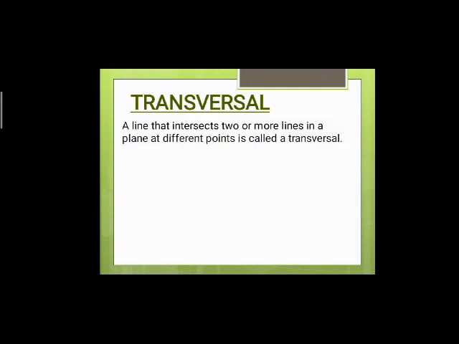Now I'm repeating again the definition, that is transversal. What is transversal? A line that intersects two or more lines in a plane at different points is called a transversal. When a transversal L intersects lines N and M, 8 angles of the following types are formed. Which types of angles?